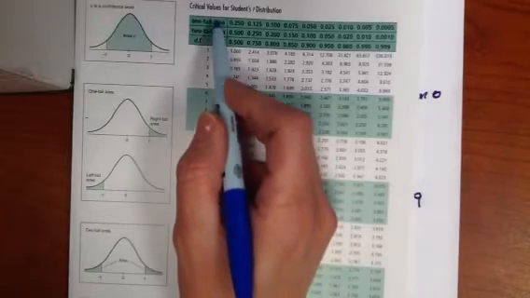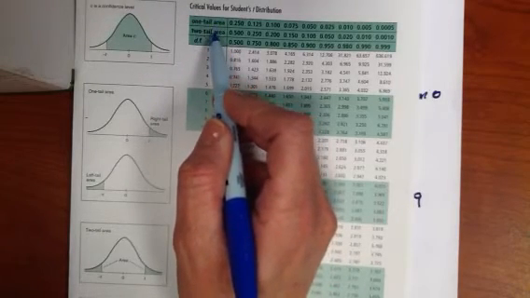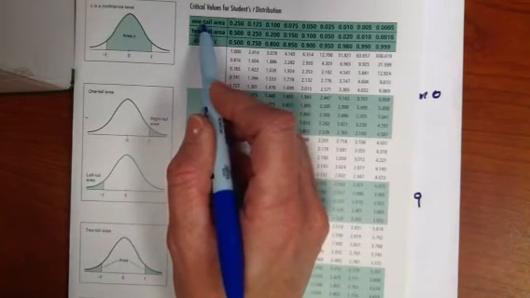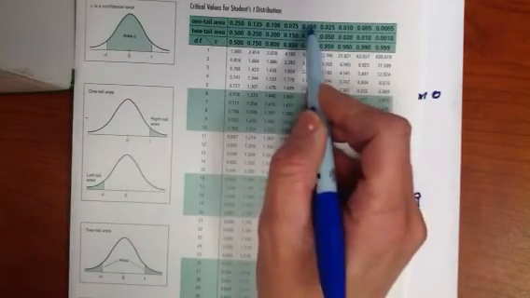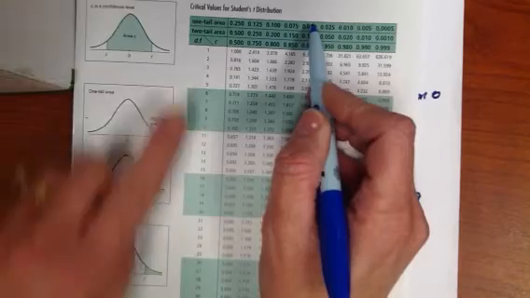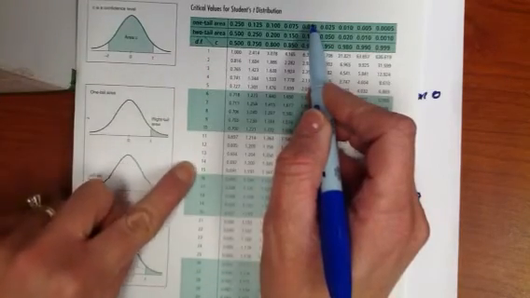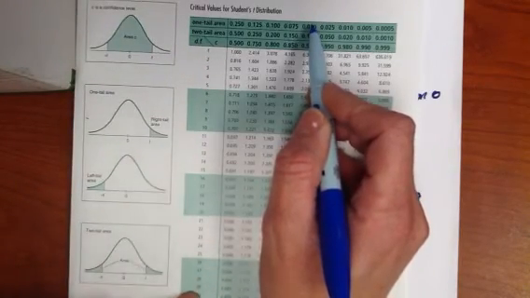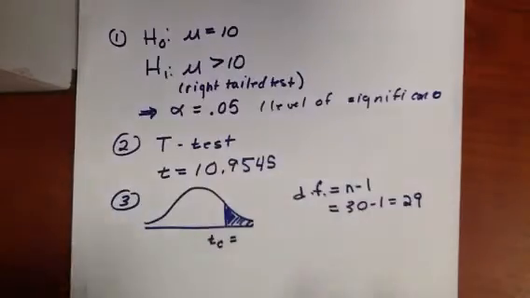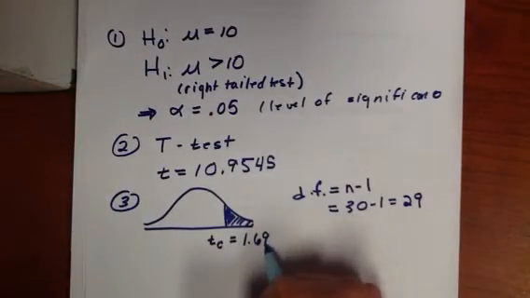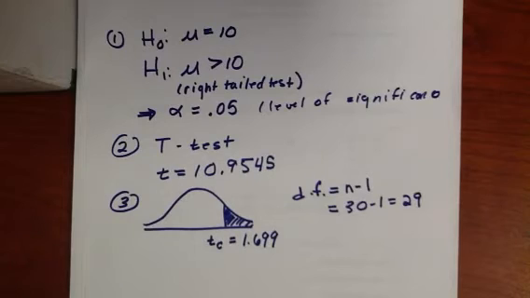Up at the top, you can see it says one-tailed or two-tailed. Ours is a one-tailed, and these are the different alphas. Ours was 0.05. And you go down the side to your degrees of freedom. We go all the way down to 29. And down alpha 0.05, where those intersect, is 1.699. That is our critical value for t.